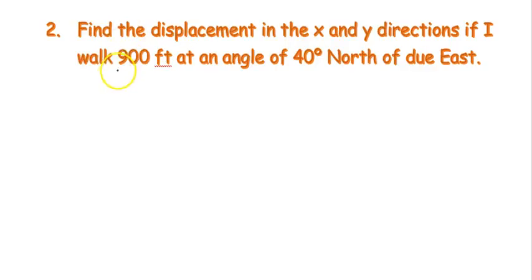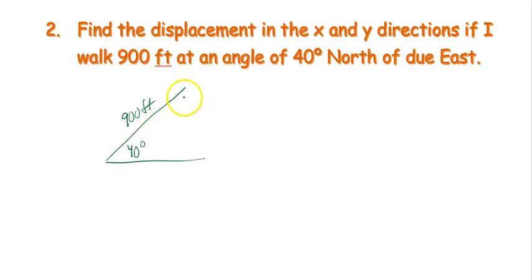Okay, number 2 says find the displacement in the x and y directions if I walk 900 feet at an angle of 40 degrees north of due east. And this is just a distance displacement type of problem. It's not velocity, so it still works out the same way. We want the x and y directions. That's your vertical and horizontal components again. So I am doing 40 degrees north of due east. So if due east is this way, north of it would be up, so we're looking at a 40-degree angle here. And I'm walking 900 feet.